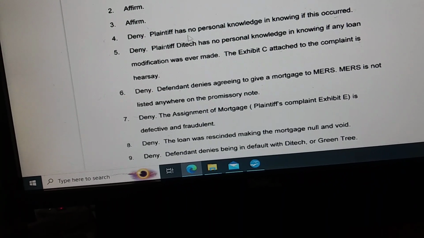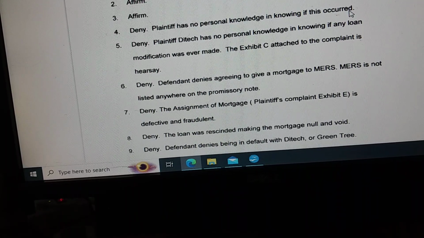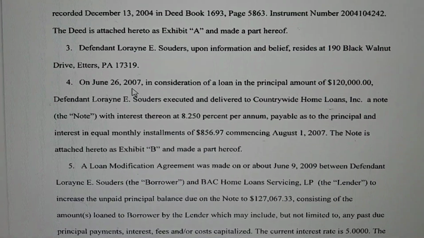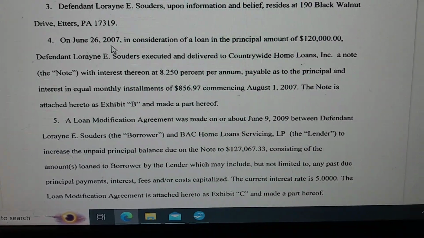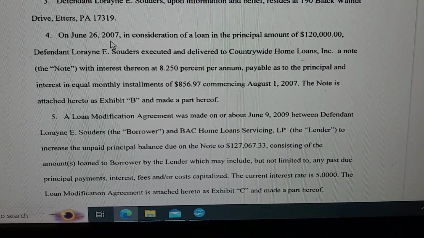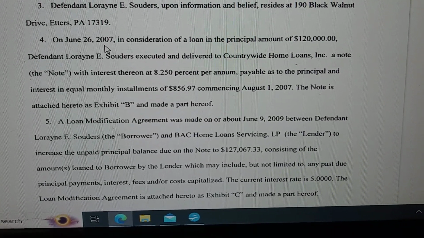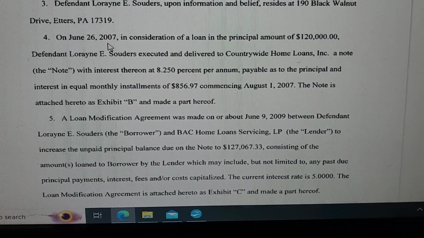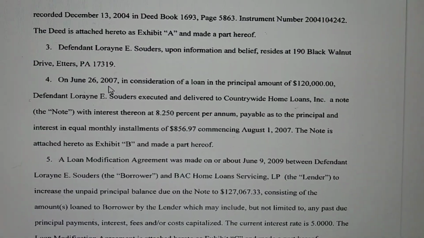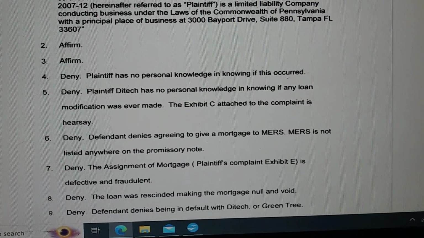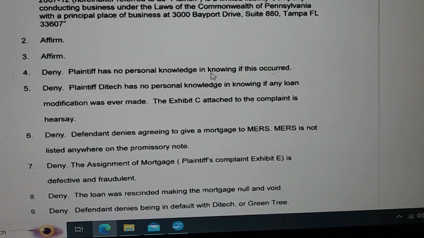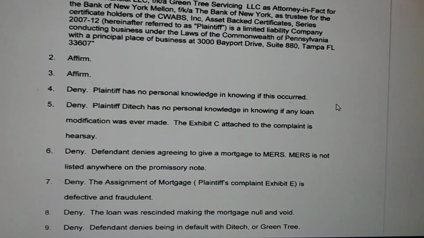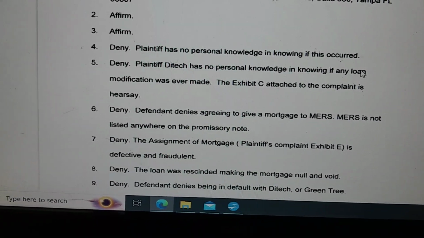Number 4, deny. Plaintiff has no personal knowledge in knowing if this occurred. Number 4: On June 26, 2007, in consideration of a loan in the principal amount of $120,000, defendant Lorraine E. Souders executed and delivered to Countrywide Home Loans a note. The note with an interest rate of 8.250, blah blah blah. And as you can see, my answer to that one, deny. Plaintiff has no personal knowledge in knowing if this occurred. We're talking about a sub-servicer of a servicer. There's no way they can really know if this occurred.